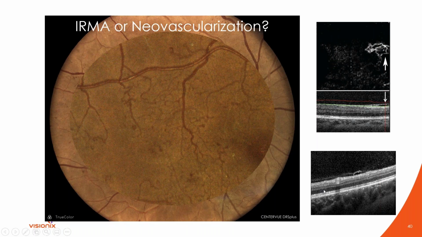So what you can see on the bottom here is a B scan. There's some vitreous debris up here, but you say to yourself, what is this? Is this neo? What is it? Is it just vitreous? Very difficult to tell, especially in the presence of all of this anomalous vasculature.